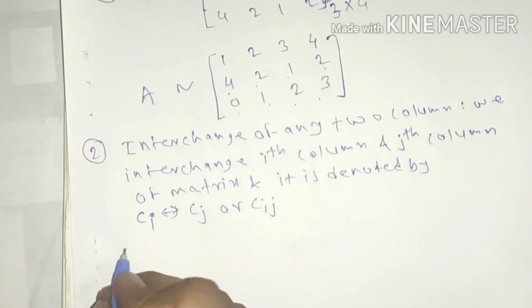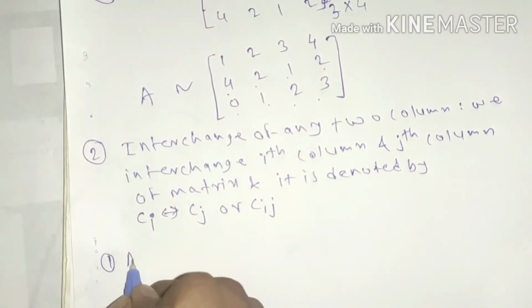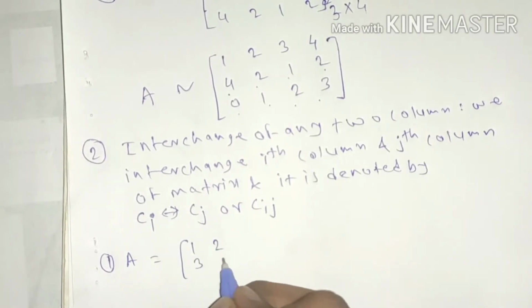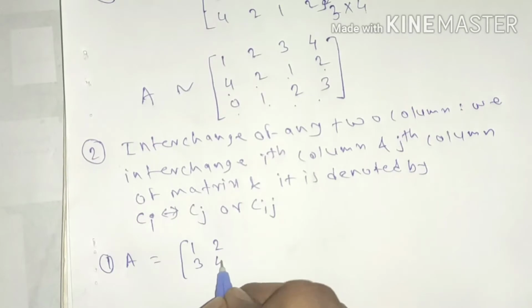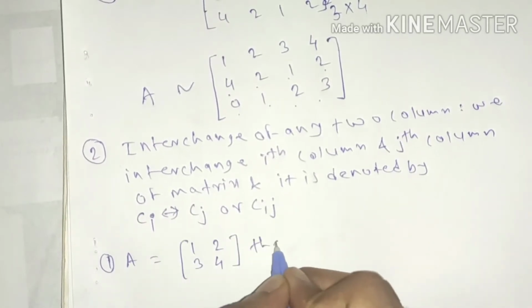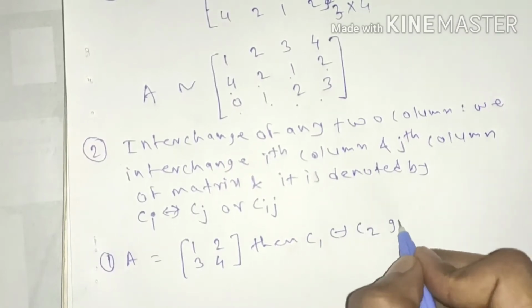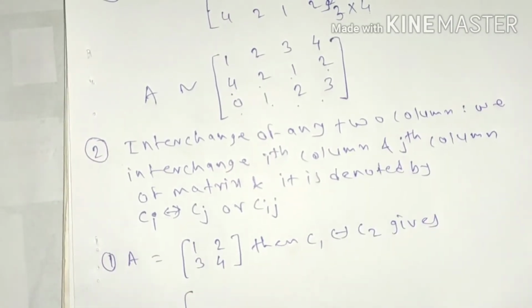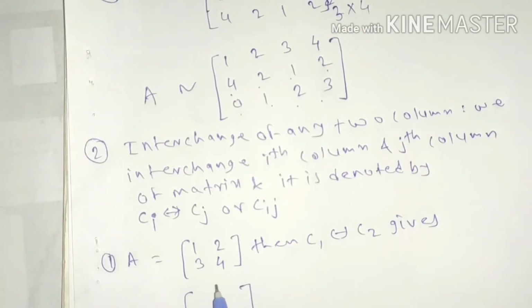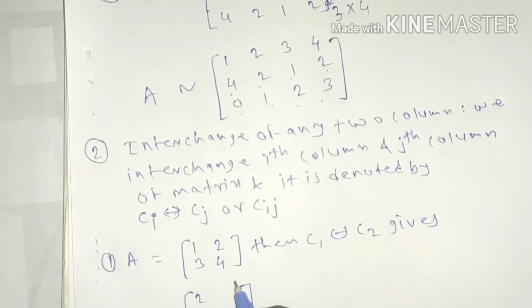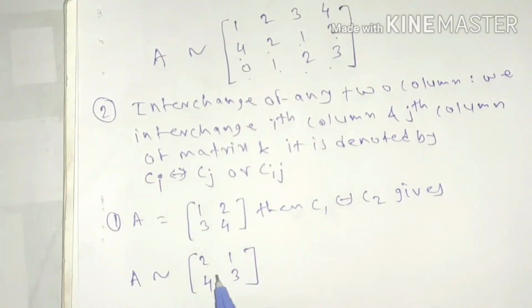Let us see some examples. So given matrix A is [1 2; 3 4], then C1 changes to C2 gives the new matrix. So here we interchange first and second column. So first column will be 2 4 and second column will be 1 3. So we say given matrix A is equivalent to [2 1; 4 3].